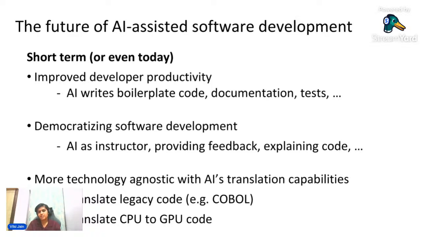Now AI writes boilerplate code, the basic code, and documentation is done by the AI. Even the testing is done by the AI nowadays. So it's improving a lot, right? And we have AI as an instructor, providing feedback and explaining the code, right? Earlier it took time to ask a manager or mentor to explain the code or write documentation. Now everything is in a very good way, right?